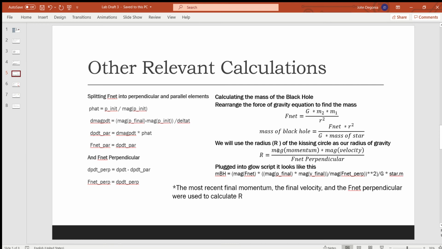Of course, we're going to be using magnitudes because the mass of a black hole, our end result, it's not a vector quantity. It is a scalar. It's just mass. So we don't have to worry about directions. We just need magnitudes. And then we're going to plug all that data in to get the mass of the black hole at the very end of our equation.